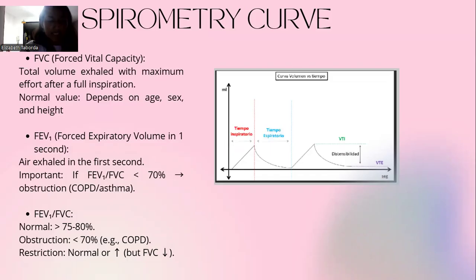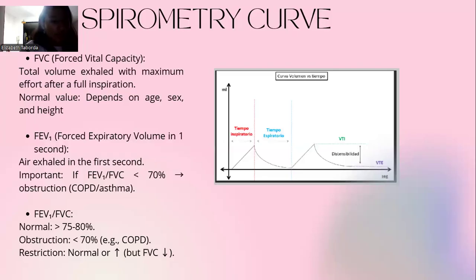Spirometry is a test to evaluate lung function. The forced vital capacity, FVC, is the total volume of air that can be exhaled after a deep inhalation. The forced expiratory volume in the first second, FEV1, is the volume that is exhaled in the first second.